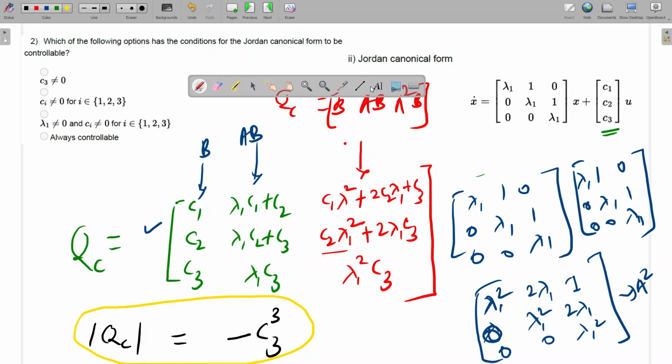Hello, is it clear up to now? C3 not equal to 0. Yes, correct. So actually we are getting this only. To make it not equal to 0, because this only variable is coming in the determinant of this matrix. If C3 is 0, then it will not be controllable. The only one case is there: when C3 is not equal to 0, then only it will be controllable. So out of all these options, this option is correct. Okay.